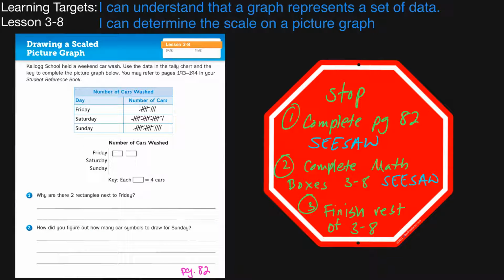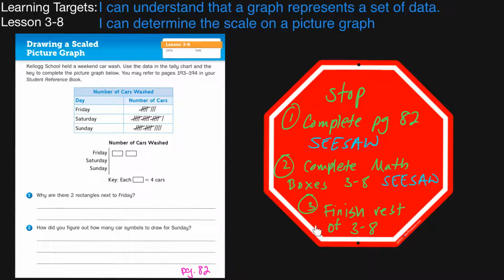All right, class, here's the last steps to our lesson. The first thing that I want you to do is complete page 82 and submit in Seesaw. Page 82 is right here. Notice you're going to be making a picture graph with the data that you see here and then answering the questions. Submit in Seesaw. The next step after that, complete math boxes 3-8.